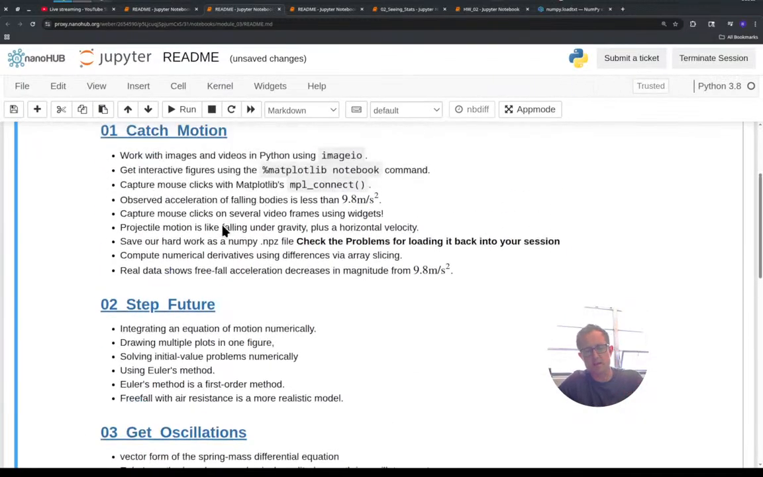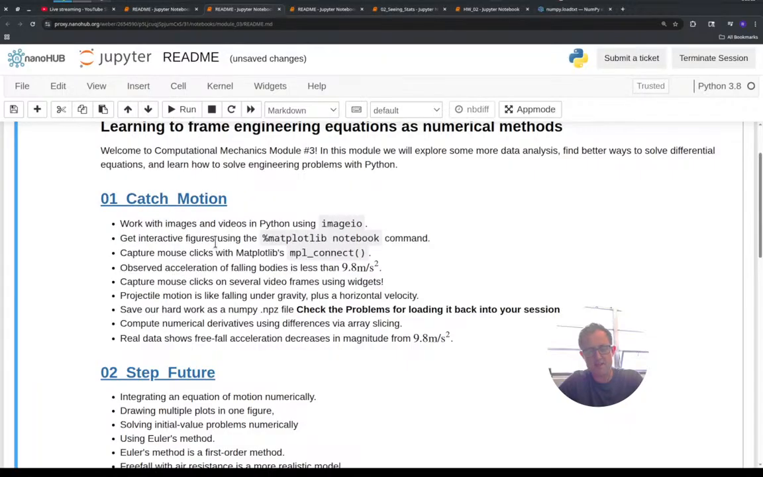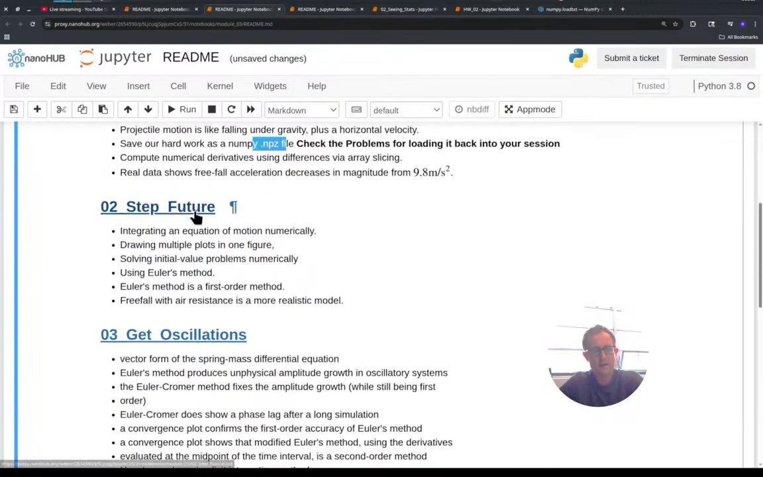And so we did some, in this catch motion, this is where you'll get all the data for that first problem in order to load in the XY data for the projectile motion and save it as an NPZ file. It's another way of saving your work. So you can make these variables and save them to a file and then load it up next time you run, rather than rerunning your work from there.